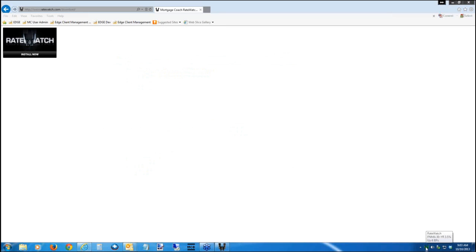at all times. Now the cool part about this is that when they're green, it's good. When they're red, it's bad. So pretty simple at-a-glance idea of what's going on with the RateWatch.